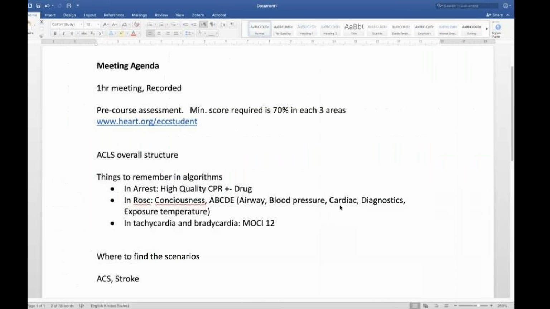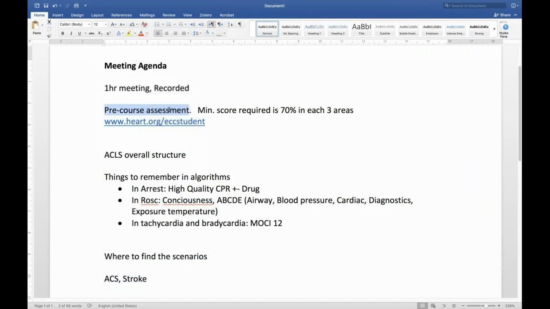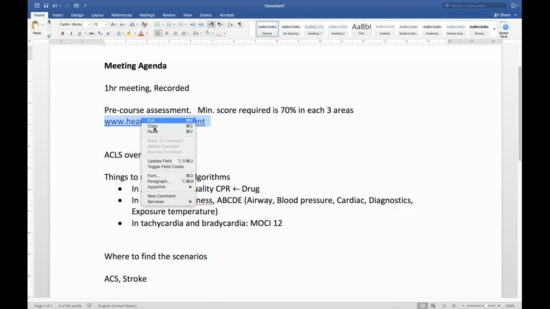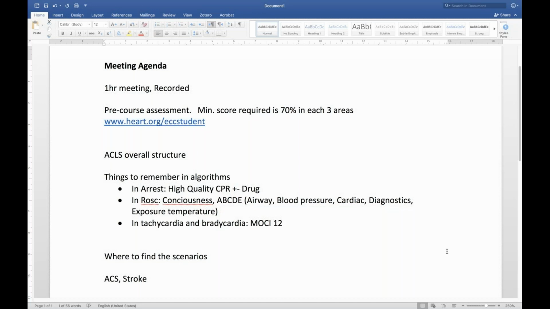Now, there is a requirement for the pre-course assessment. Minimum score should be 70% in each of the three areas. ECG, you have to score 70% and above, pharmacology, and the case scenarios. This is the link where you will find it. I'll just copy it and paste it for you here so you can save it at any time. But at the same time, guys, it is here.